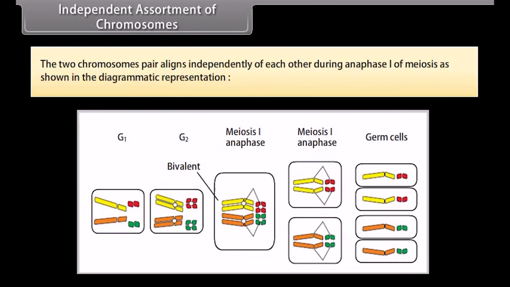Independent assortment of chromosomes. The two chromosome pairs align independently of each other during anaphase I of meiosis, as shown in the diagrammatic representation.